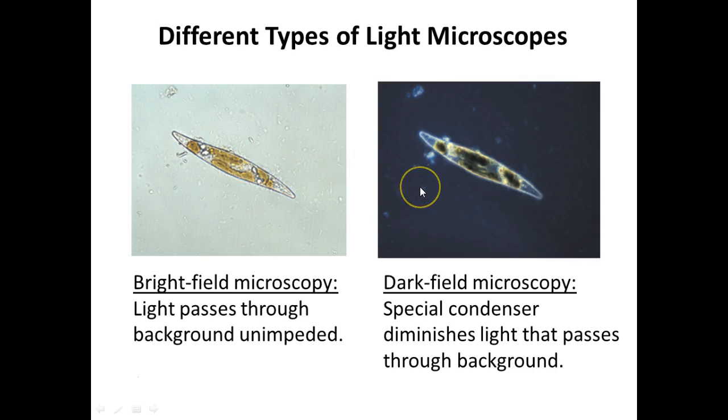This is dark field microscopy, using different filters or directing the light at a different angle. So therefore the background is dark. That's why it's called dark field. The field is dark, and the organism itself will typically be illuminated, more so, as you can see, shiny here as opposed to here.